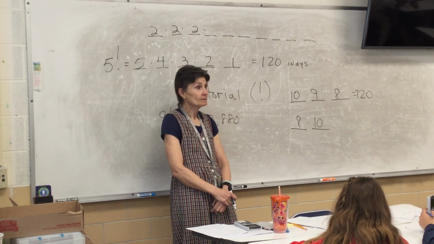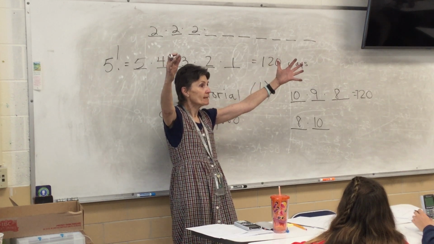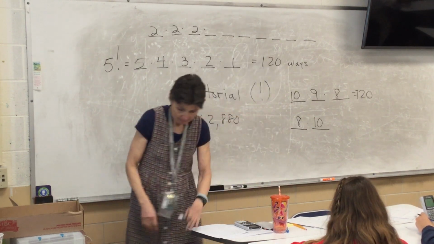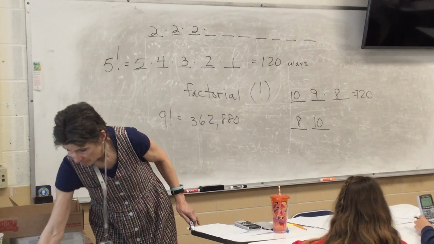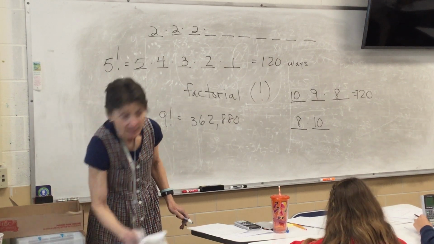Anybody have an answer? Tishon? 5,040. Yes, 5,040. How did you do that, Tishon? It's exactly right. How'd you do it? I know there's 4 spots, so I just went down from 10 till we got to 7.